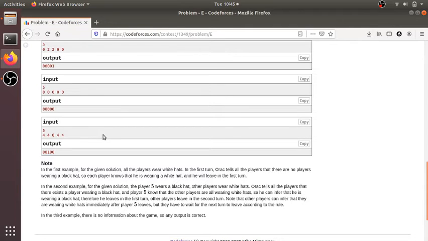So let's say the first turn, Orex says that there is a black hat wearing guy. There is one, or there can be more than one also. Yes. So everybody is like, maybe I'm wearing one. The last two know that that guy is wearing a black hat, and so none of them leaves. In the second turn, he still says somebody is wearing a black hat.